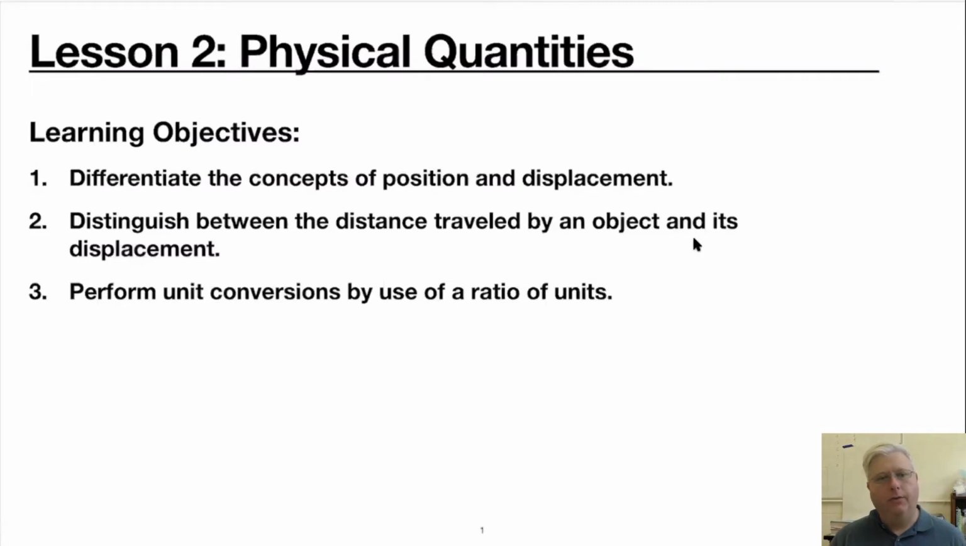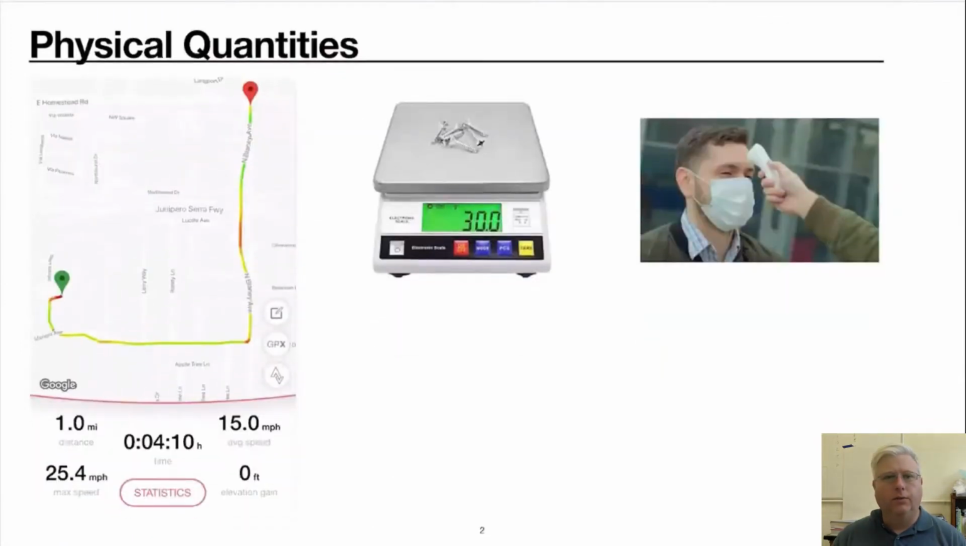And then finally, we'll learn how to perform some unit conversions, which you probably have already done in some other classes before. So some examples of what is a physical quantity. There are many of them. Like I said, length is one. So the length, the distance, the position, distance traveled. Those are all big, important ones we're going to focus on in this lesson.